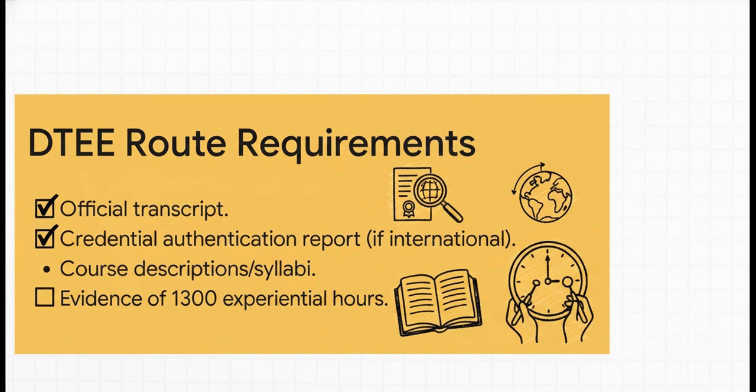Now, for the DTE route, and this is super common for internationally trained professionals, there's a bit more paperwork. You're going to need your official transcripts, a credential authentication report, detailed course descriptions, and this is a big one, proof of 1,300 hours of hands-on experience. This is how they make sure your training is truly equivalent to the Canadian standard.